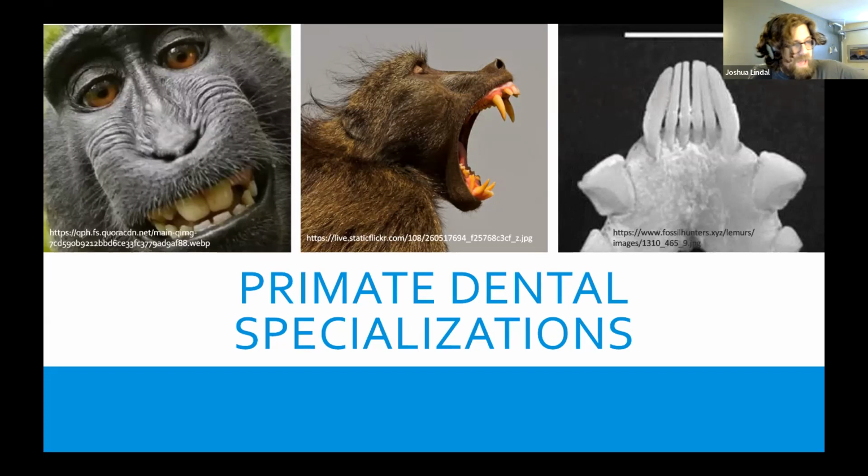Moving to the middle, we have a baboon showing off his big fangs here. Very few primates eat meat, but a lot of primates still have these really long canine teeth. And so these teeth are usually not made for hunting and they're not only used for fighting, but they're largely used for communication among primates.